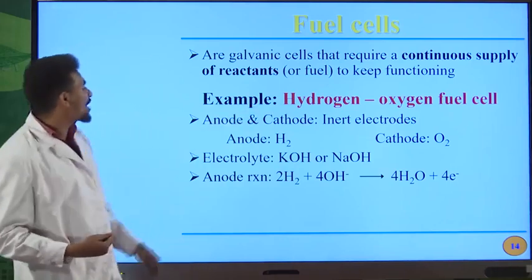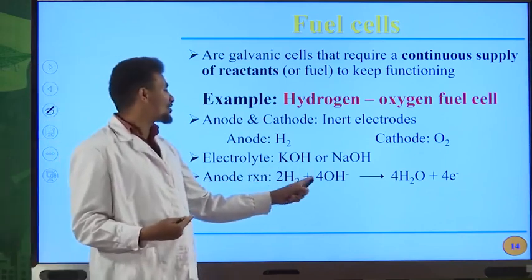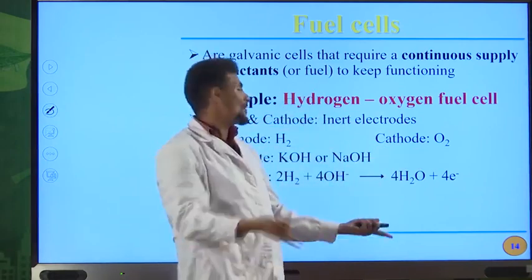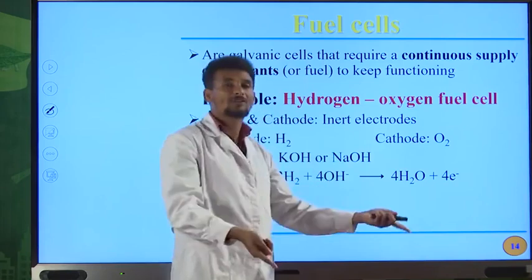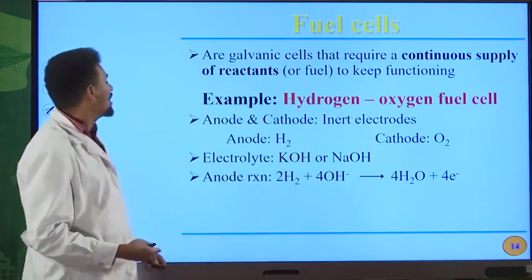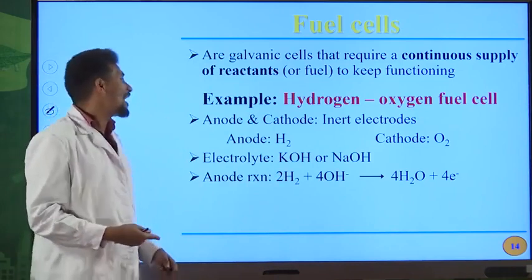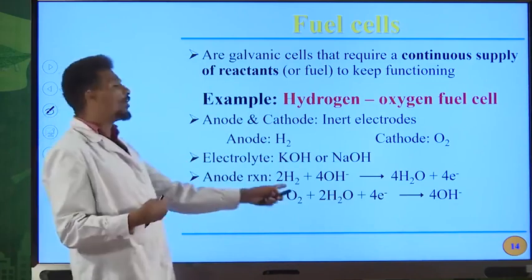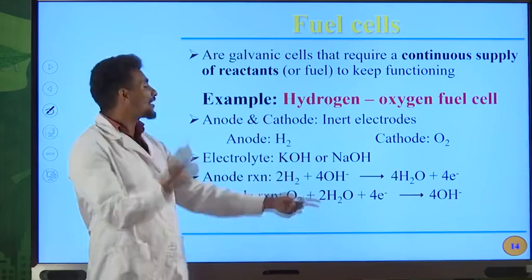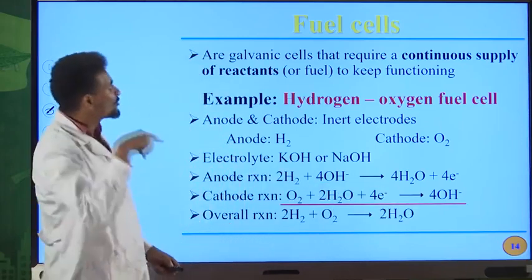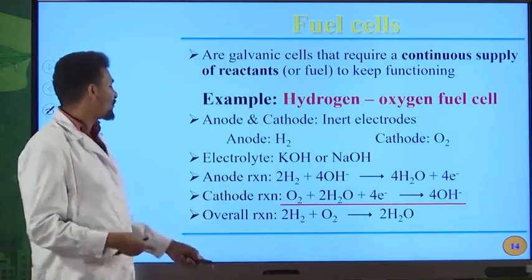And your anode reaction is 2H2 plus 4OH minus. Water is formed on the product side, plus 4 electrons are lost in this chemical reaction. This is the anode half reaction. What is your cathode reaction? Oxygen serves as the cathode. So O2 plus 2H2O, after gaining 4 electrons, 4OH minus is produced in this cathode half reaction.